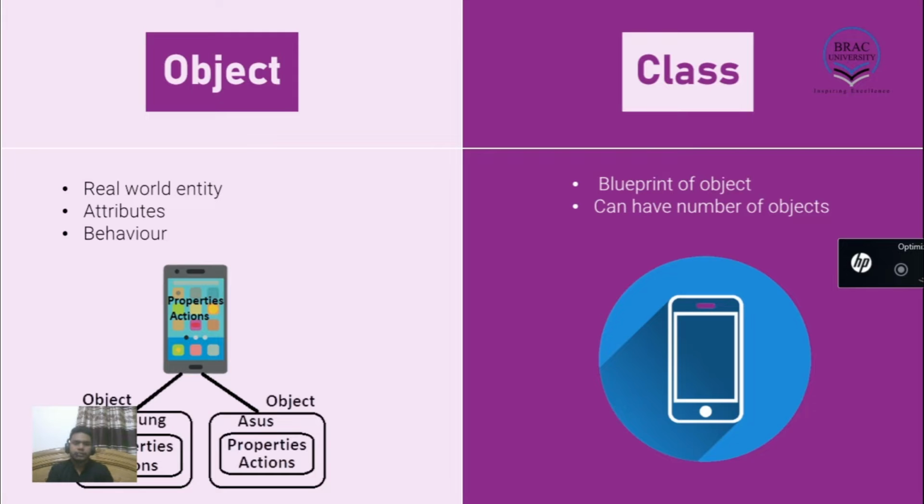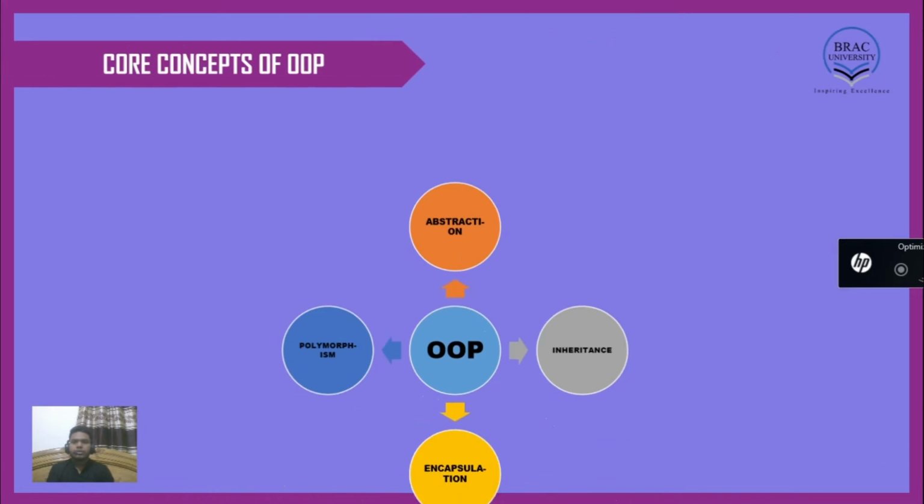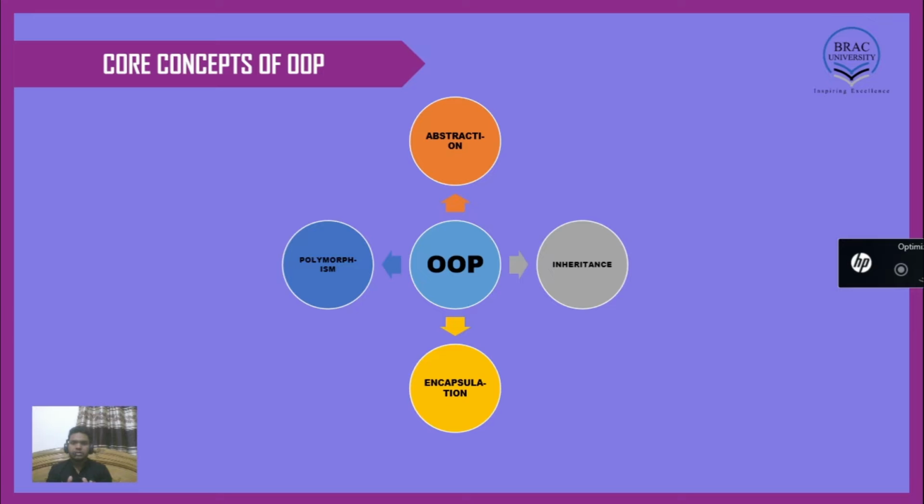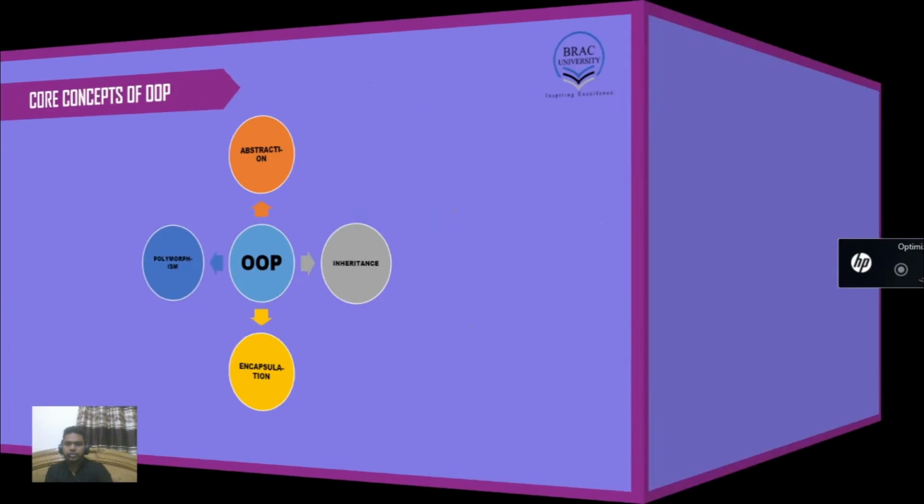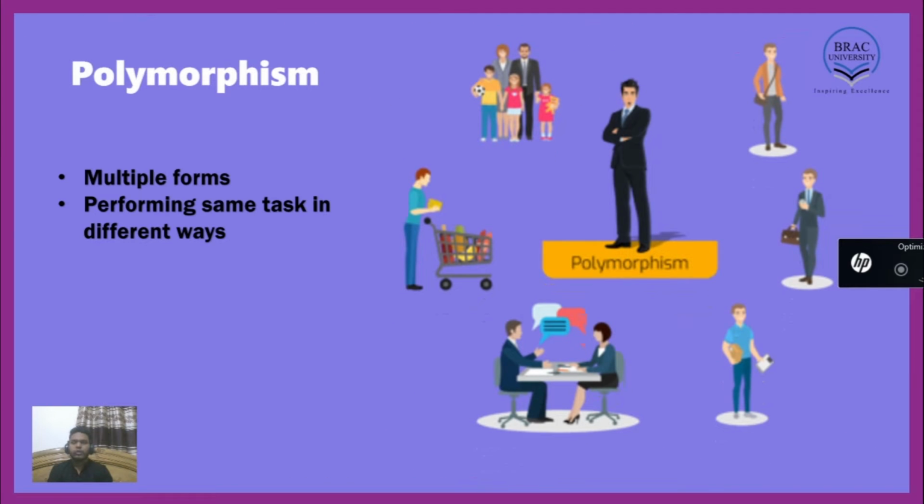Coming to our next topic, we will talk about the main four features of object-oriented programming, which are abstraction, inheritance, polymorphism, and encapsulation. First of all, what is polymorphism? Poly means many and morphism means forms. So polymorphism means multiple forms. It is a programming concept where we perform the same task in different ways.